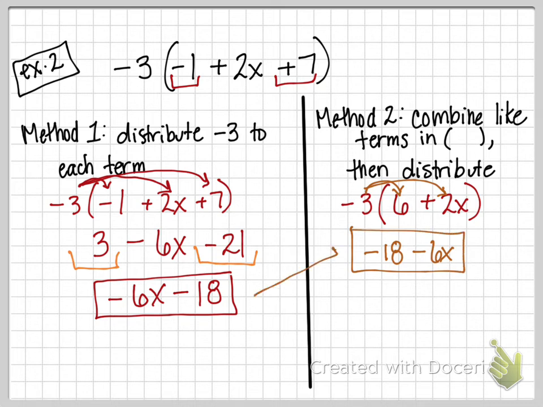And then negative 3 times 2x is negative 6x. Now, these are in a different order. Is that okay? Is that the same answer? Yes. What property says we can put those in any order? Hazen. Commutative property. We can put those in any order as long as the sign is correct in front of the term. So either way is correct. Choose the one that makes the most sense to you.